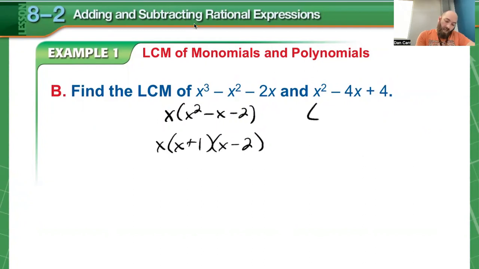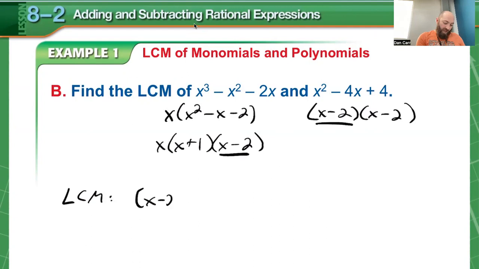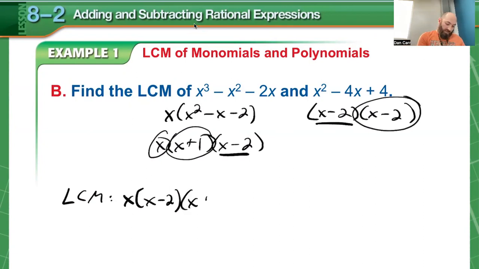Okay. x squared minus 4x plus 4. So we've got x and x. That's a minus and a plus, so it'll be a minus and a minus, and that'll be minus 2 and minus 2. Okay, so the idea here is that we are going to look for what's already in common. They have an x minus 2 and an x minus 2 in common. So my least common multiple is going to have x minus 2 in it. Okay, so it has x minus 2, but it also has another x minus 2, an x plus 1, and an x. So all of those need to be represented in my least common multiple.